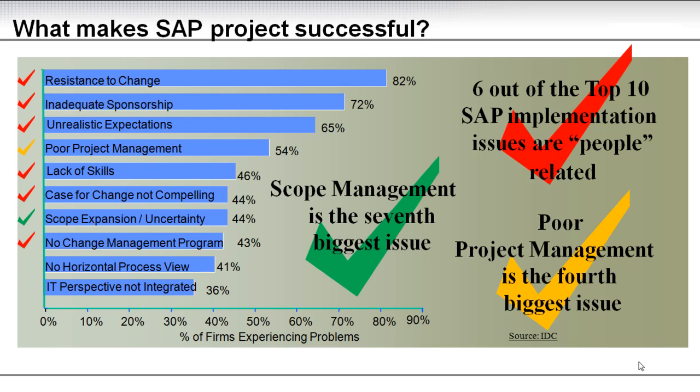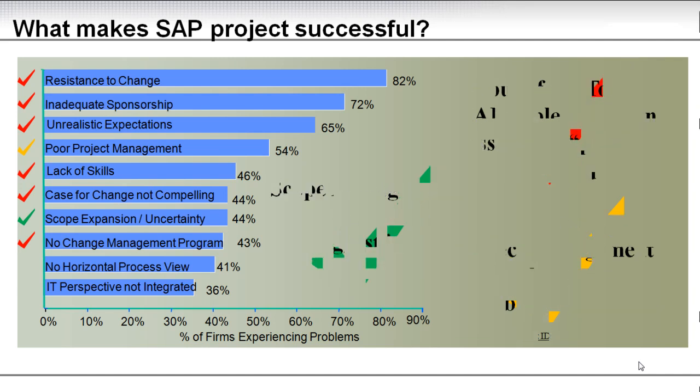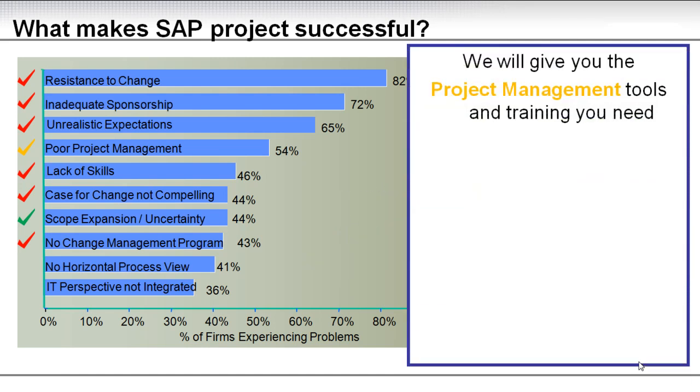So you will see that the IT perspective, not integrated, like technical, is at the bottom. It's hardly technical issues that are causing projects to fail. So how can we address this? Well, at sapprojecttraining.com, we will give you the project management tools and the training in the tools you need in order to be in control. That takes out the poor project management. You will now be a skilled, successful project manager.